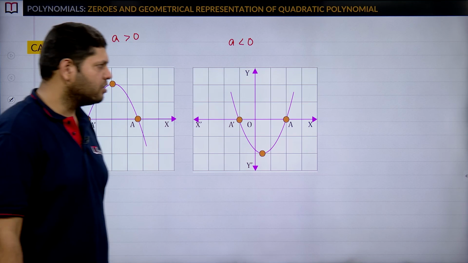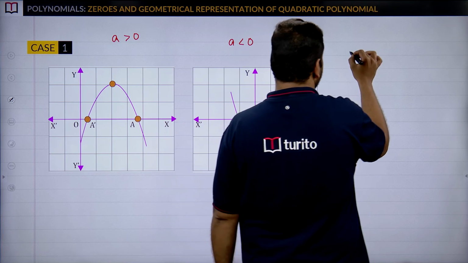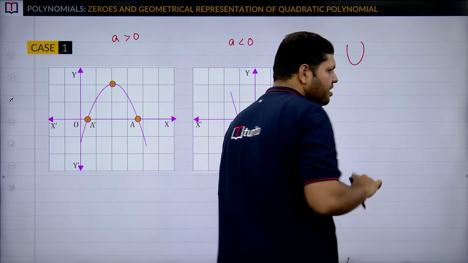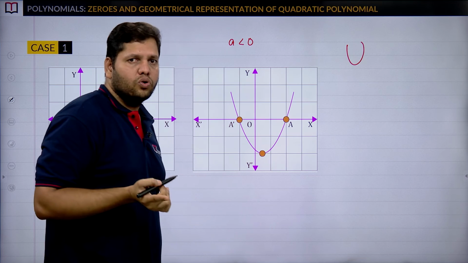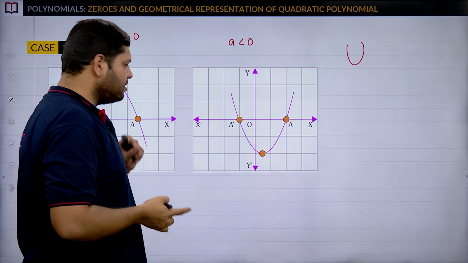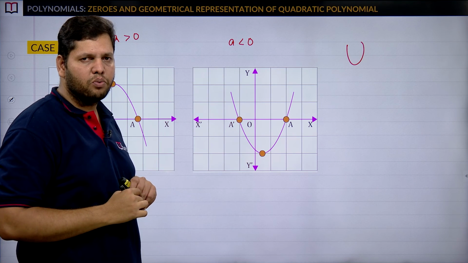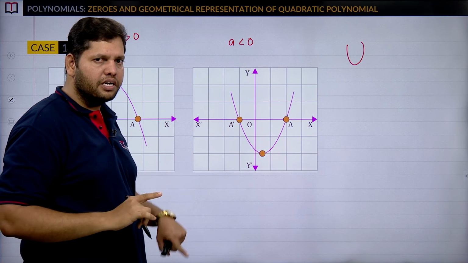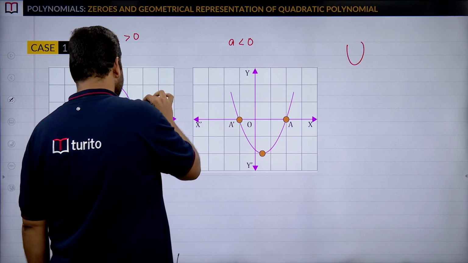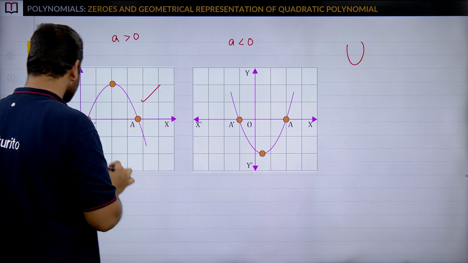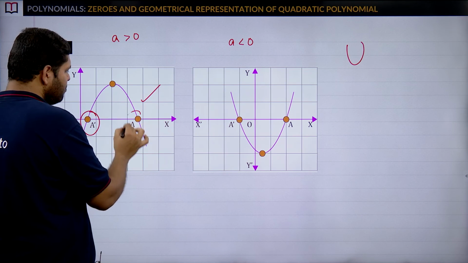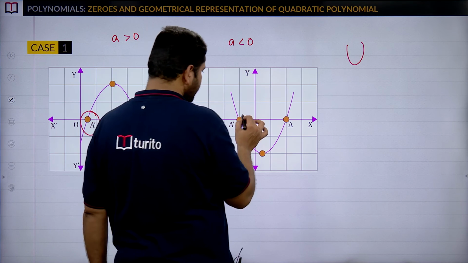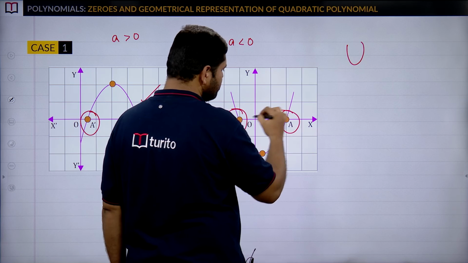Children, actually we have the graph like this. It may intersect the x-axis at 2 points, or at 1 point, or not intersect at all. Intersecting at 2 points means the graph will be like this. Are you getting my point, children? If the parabola intersects at 2 points, you will get the graph like this. I can say these two are zeros of the polynomial, one is a and one more is a dash. And here also the same thing.